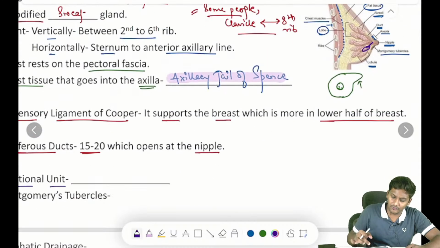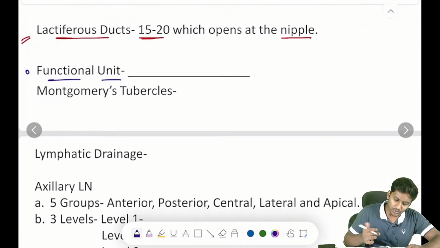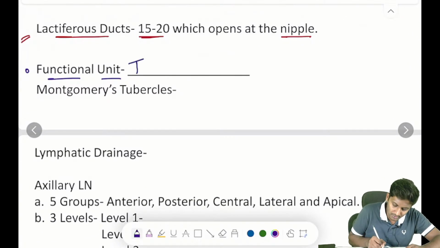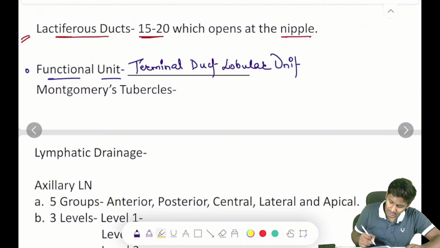That is the functional unit of a breast. Just like the functional unit of the brain is a neuron, and for a kidney it is a nephron, the functional unit of the breast tissue is a terminal duct lobular unit. It is known as a terminal duct lobular unit. Okay, no issues with this, anybody? That has to be remembered.